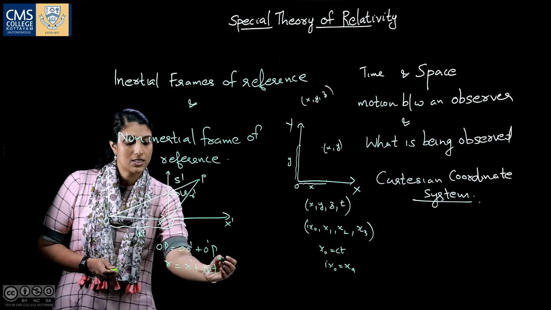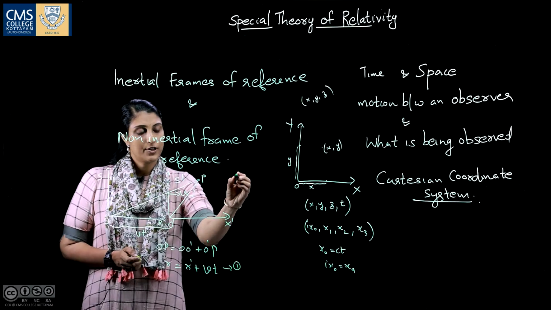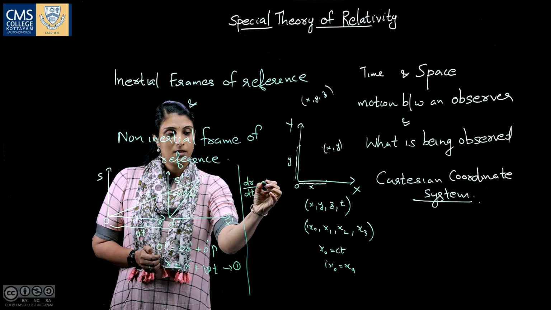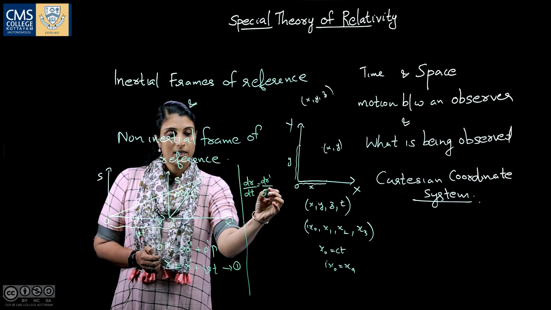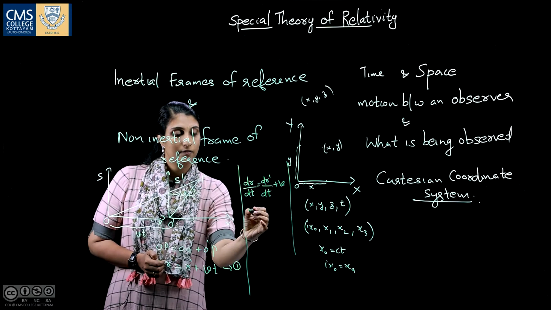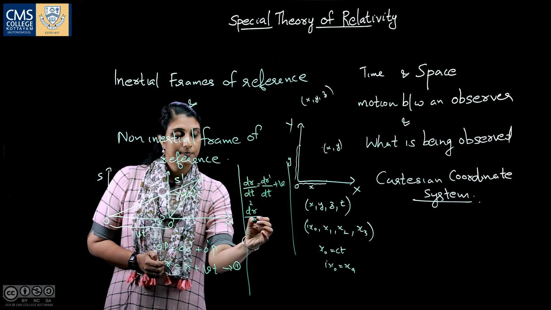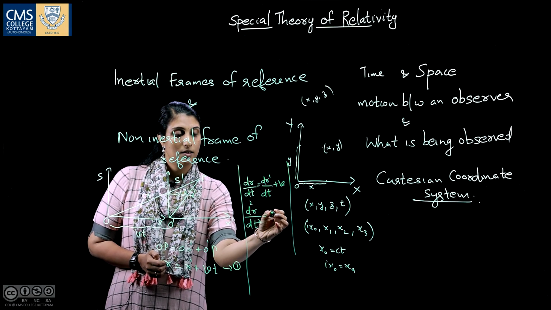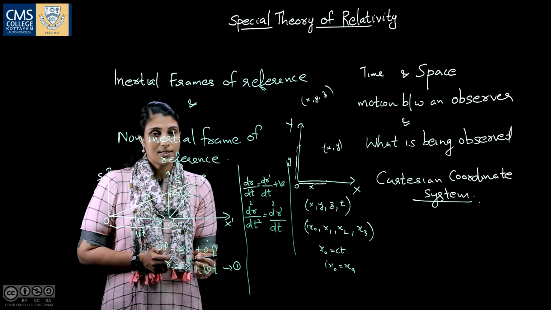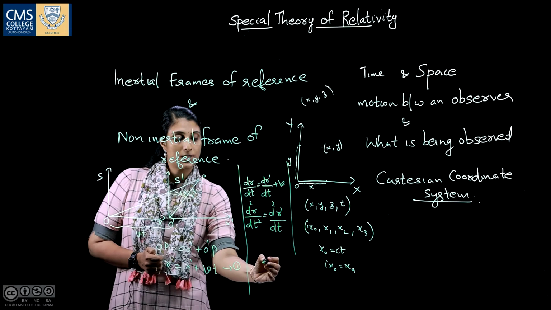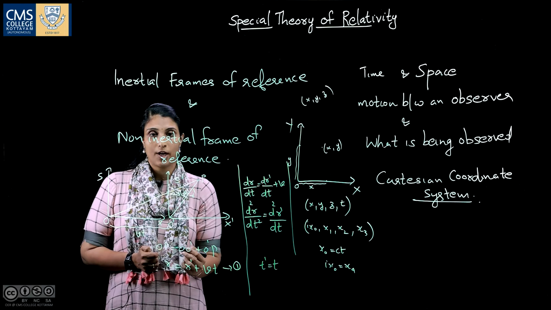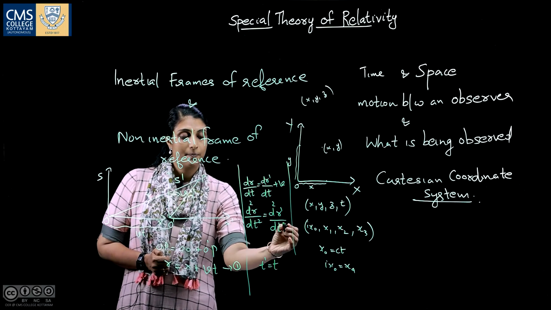So, for that differentiate this equation. On differentiating this equation, we have dr by dt equals dr dash by dt plus v. Again differentiating, we get d square r by dt square equals d square r prime by dt square. Since time is independent of the frame of reference, t prime equals t. So it can be written as d square r by dt square equals d square r prime by dt prime square.